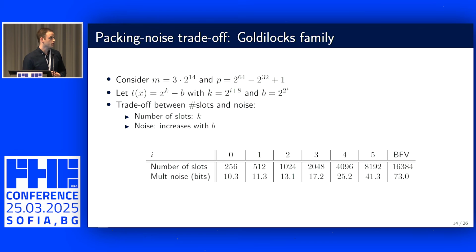We could make a similar table for the Goldilocks prime as well. The conclusion would be the same. We also have this trade-off here. But note that the gain from using GBFV in the Goldilocks family is even larger, since this leftmost column has 7 times slower noise growth than the rightmost column.